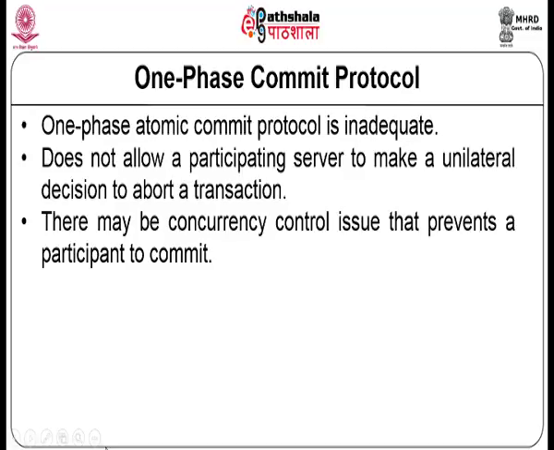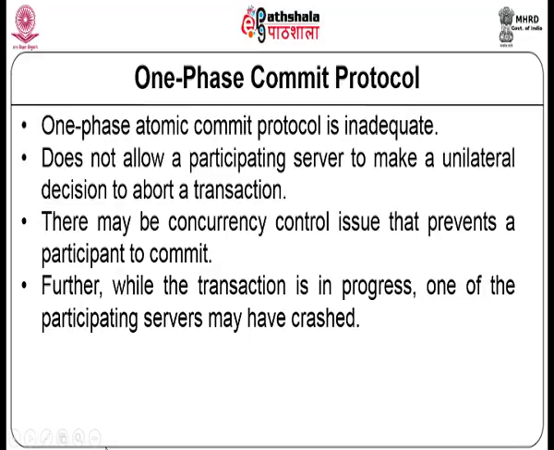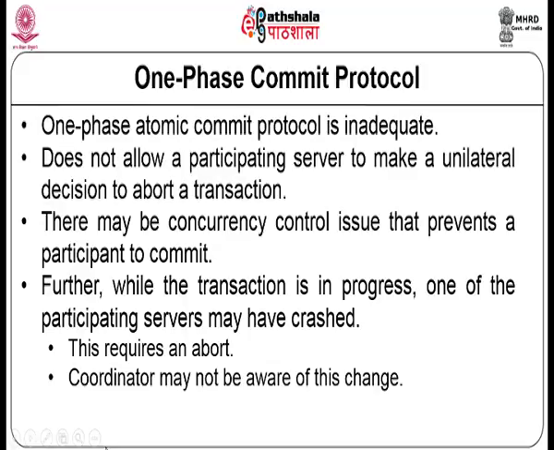Based on concurrency control issues, or other things which are only relevant to one of the participating servers, and which the coordinator may not be aware of, the server may not be able to commit even if the coordinator has taken a commit decision. So, this creates a problem in the one-phase commit protocol. Even a server crash may not be known to the coordinator, thereby making the decision very difficult.